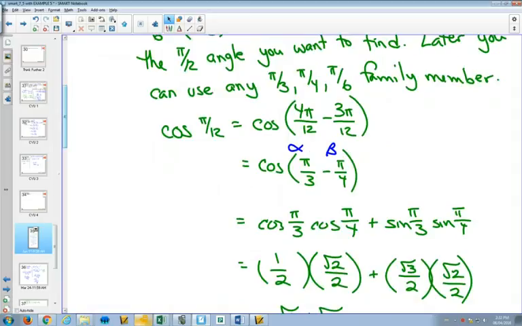Cos of pi over 3 is a half. Cos of pi over 4, root 2 over 2. Sine of pi over 3 is root 3 over 2. And sine of pi over 4 is root 2 over 2.